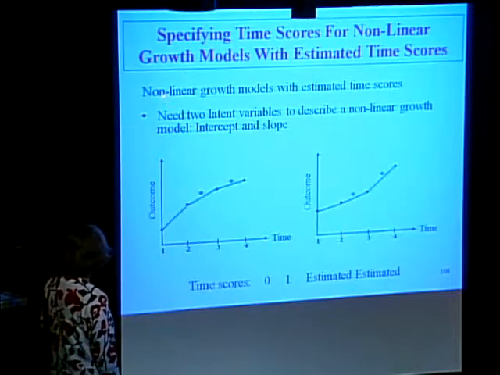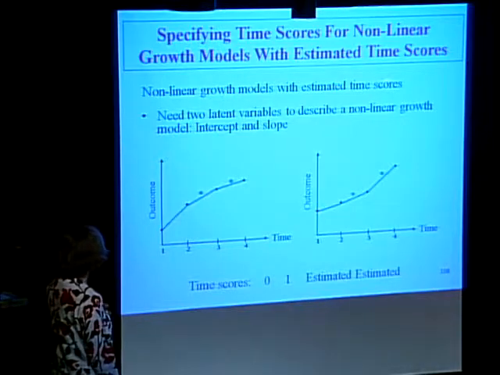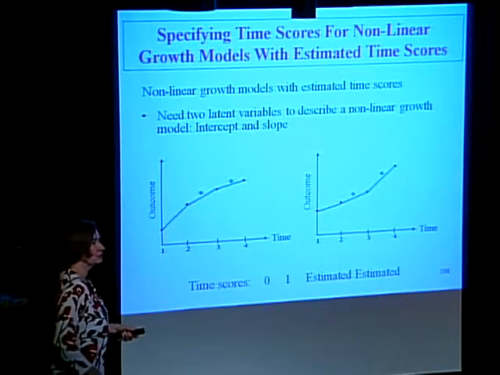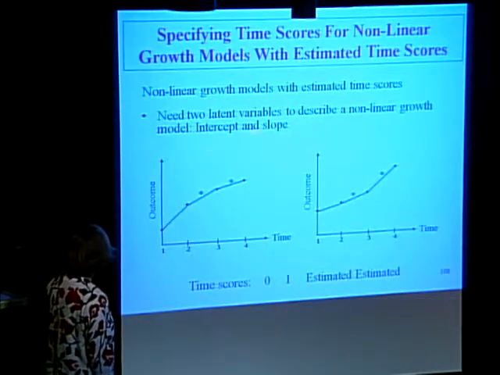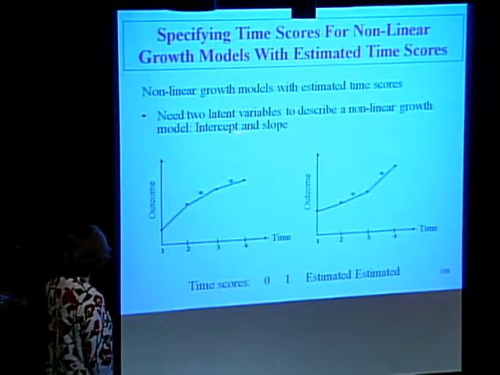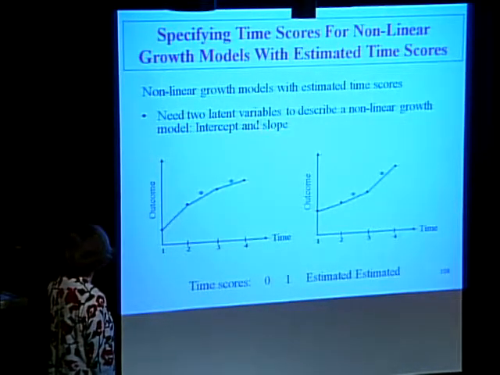Now, when you have a growth model with nonlinear development with estimated time scores, you need 2 latent variables. You need the intercept growth factor and the slope growth factor. So those are the 2 latent variables, the 2 growth factors.